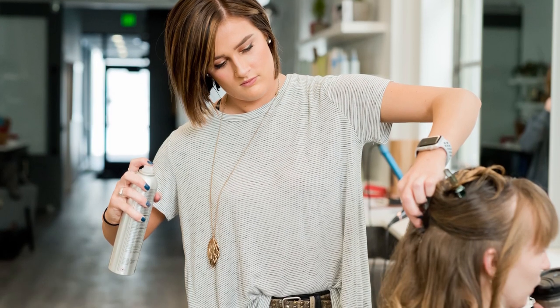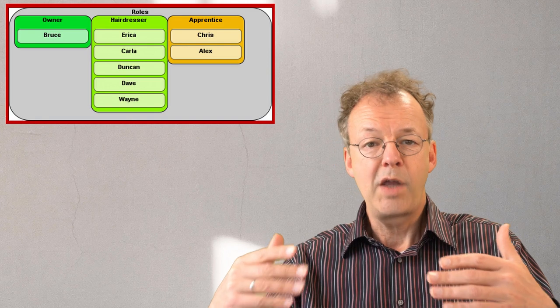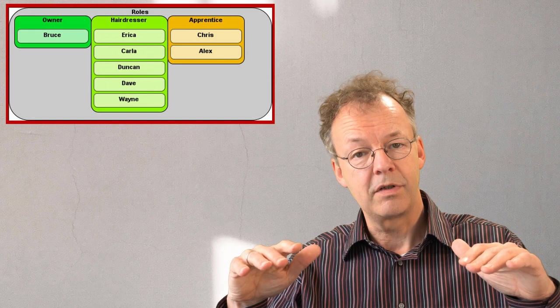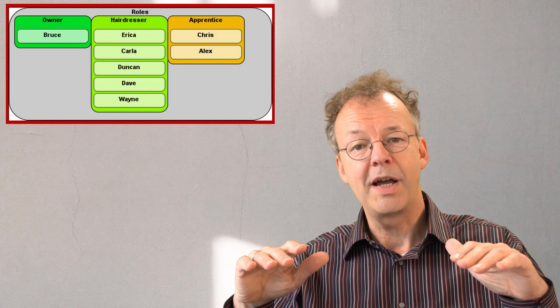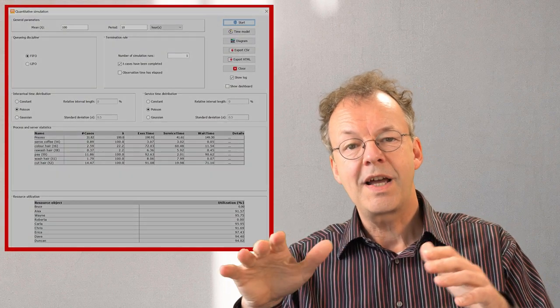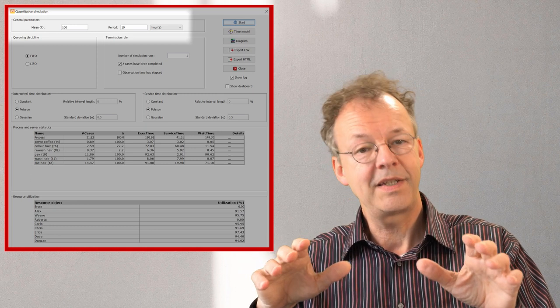We have 5 hairdressers and 2 apprentices. The owner, Bruce, prefers to stay on the strategic level and not to be obliged to stay in the salon all the time. When we start WoPeD's quantitative simulation, we set the number of clients and the observation period exactly like for capacity planning before.